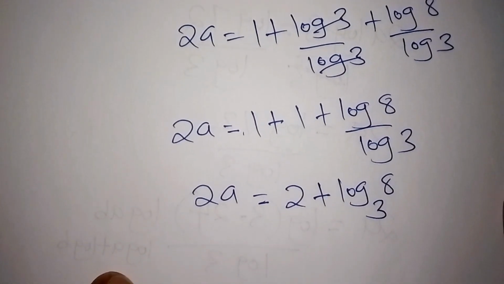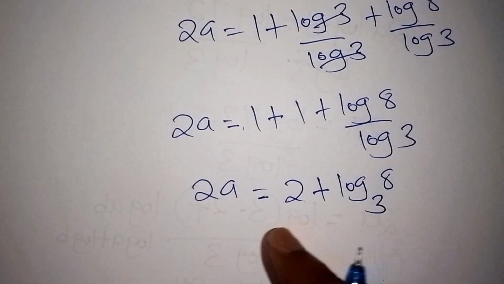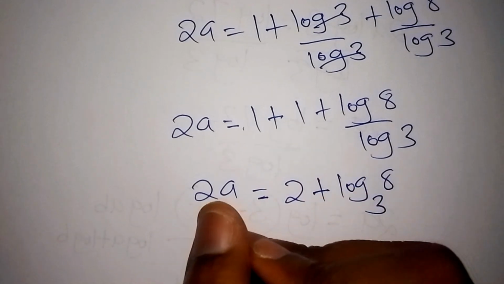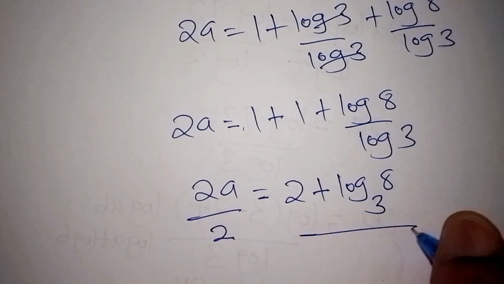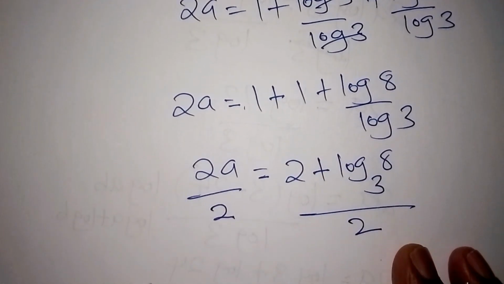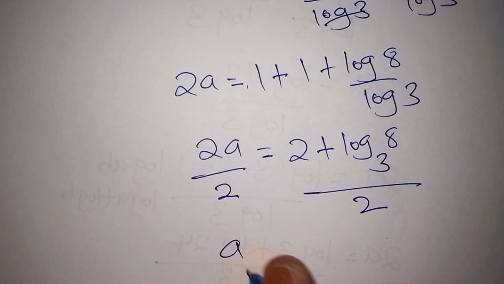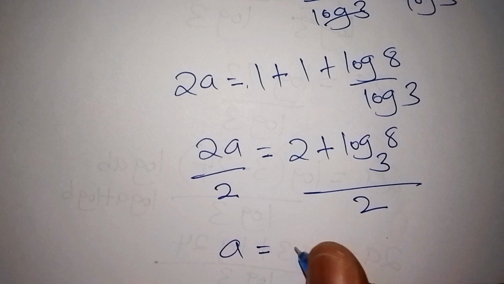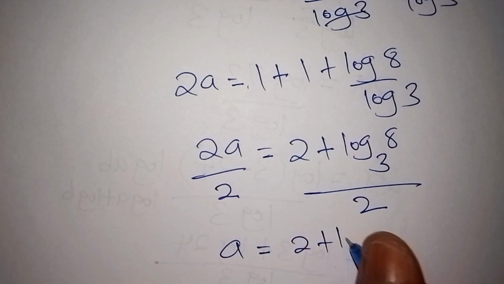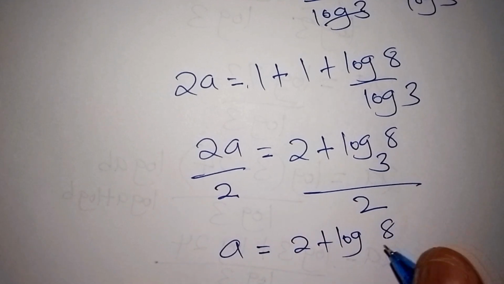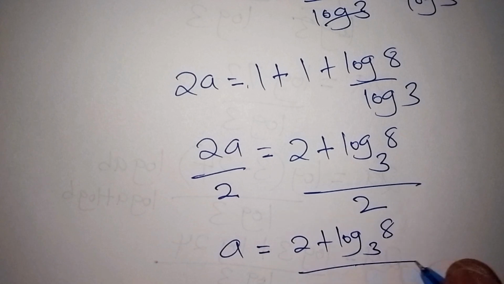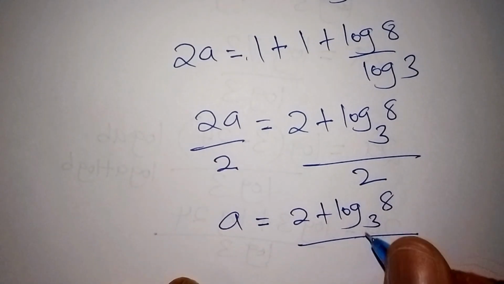So from there we shall now have to divide both sides by 2. So this one divide by 2, so this side also divide by 2, so that 2 by 2 shall cancel. So now we shall say that our a is equal to 2 plus the log of 8 to the base of 3, all over 2.